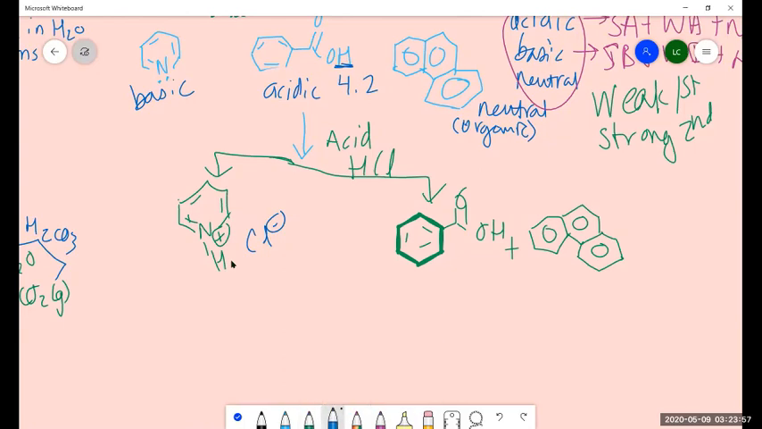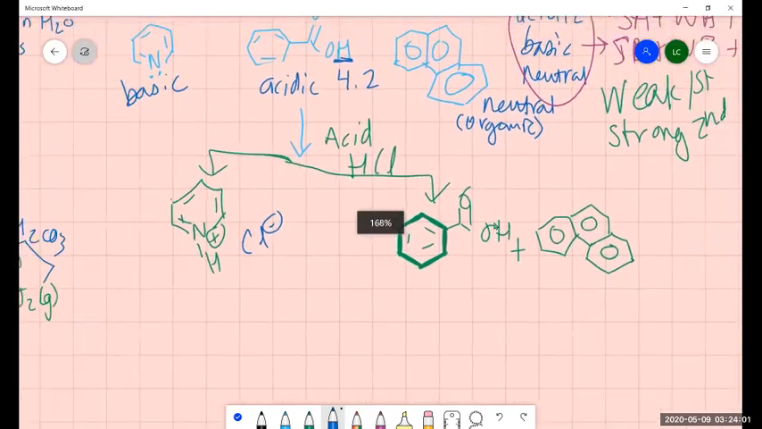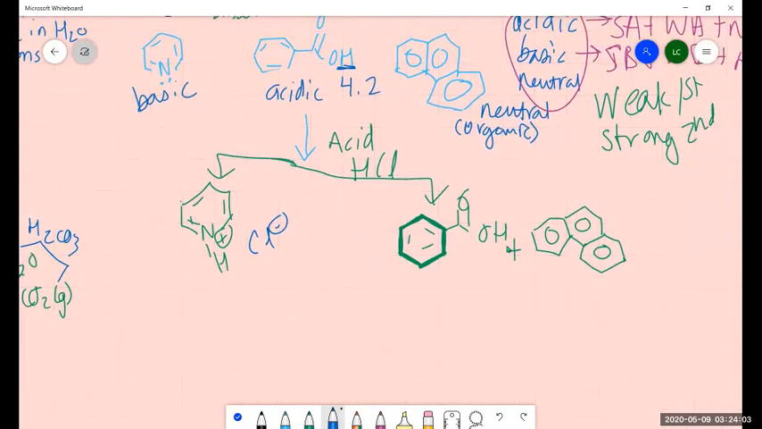The next thing you have to do is make sure you label. So here, okay, so you can tell this is our organic phase, organic layer, or phase thing. And then this is our aqueous.